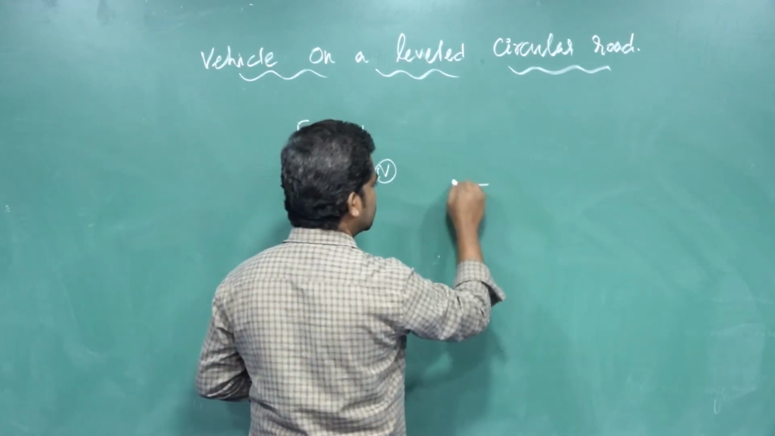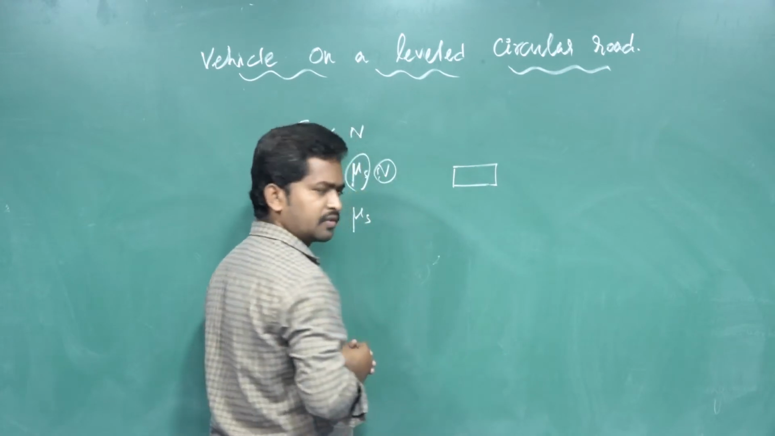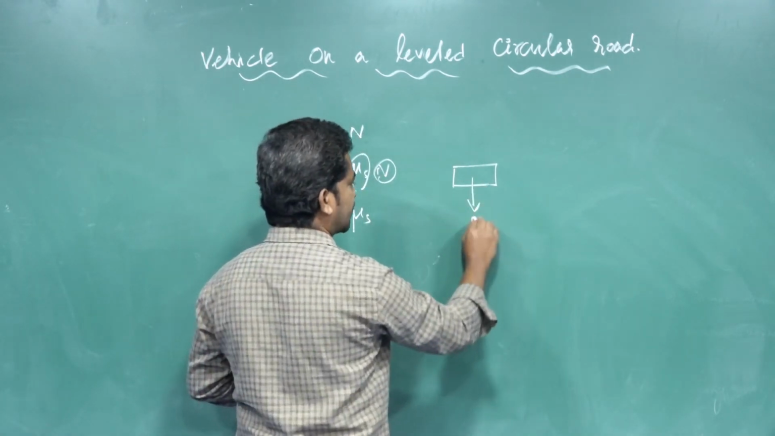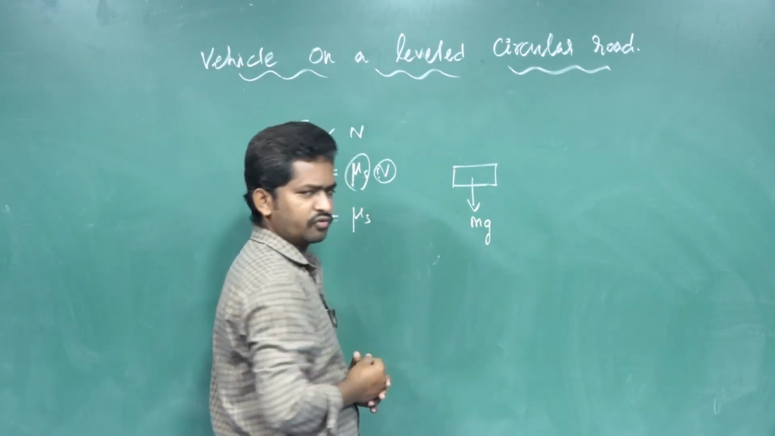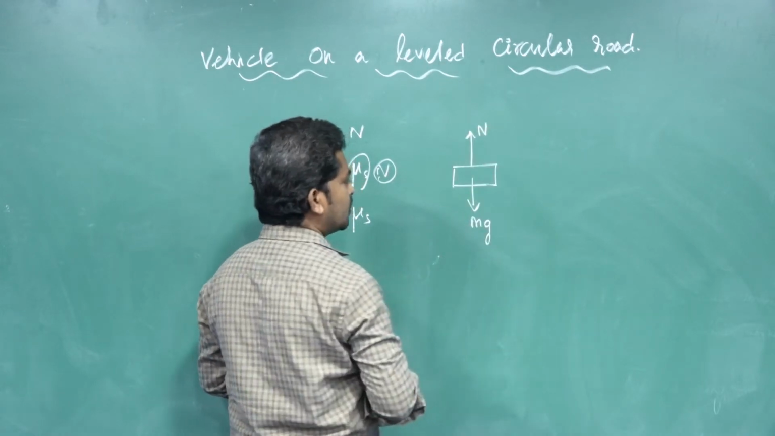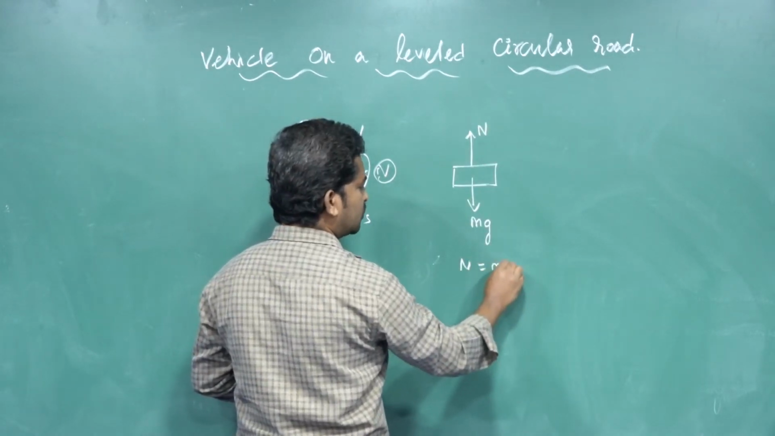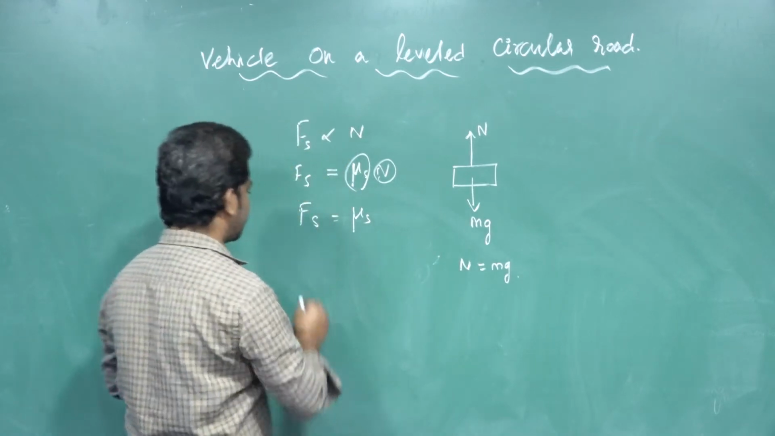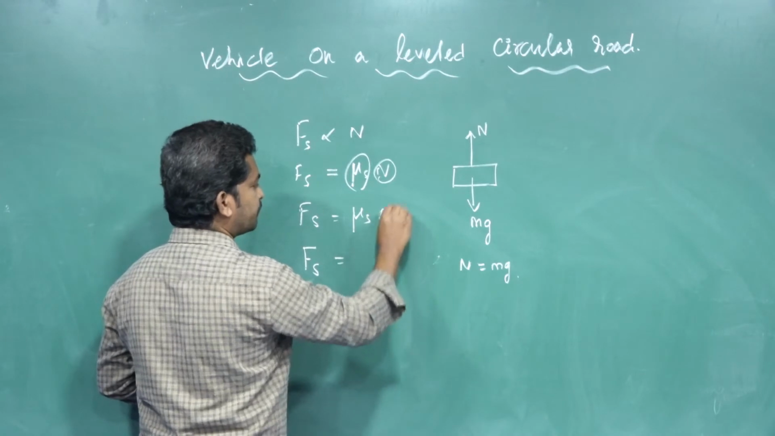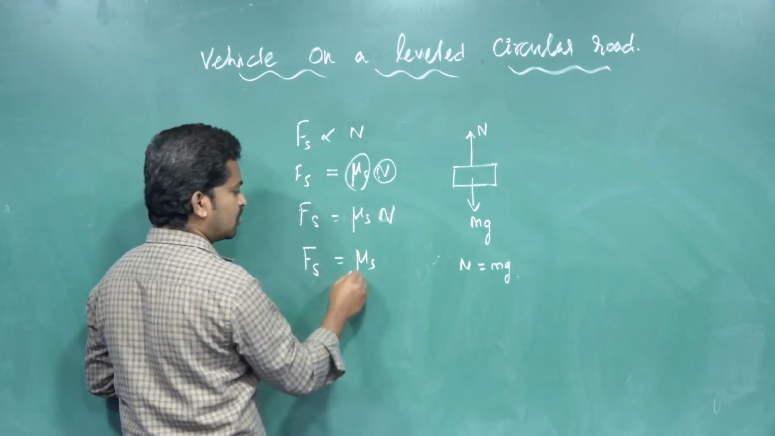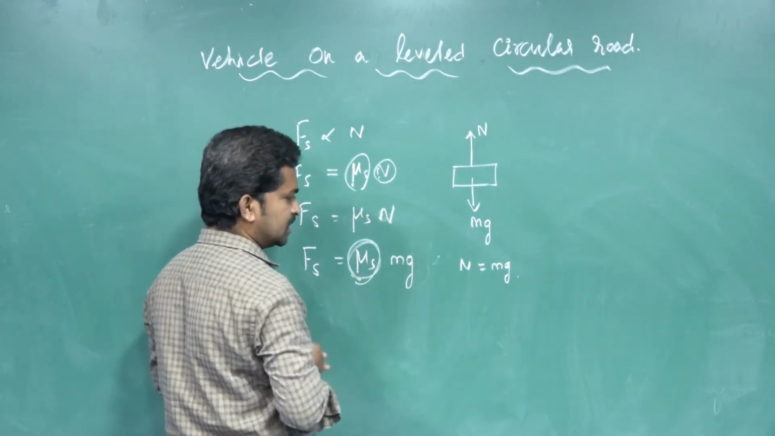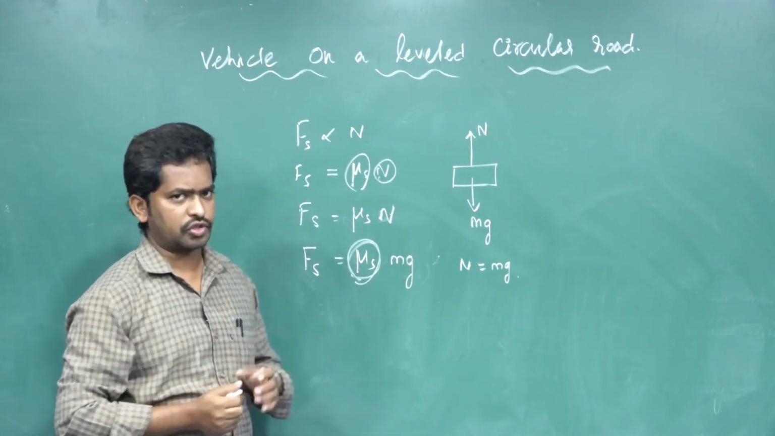Just imagine an object placed on a horizontal surface. Two forces are acting. One is the gravitational force, which means the weight of the object. Another one is the normal force. So here the normal force is equal to mg. That's why we are using Fs is equal to mu s N. So Fs is equal to mu s into mg. Here mu s is the coefficient of static friction.